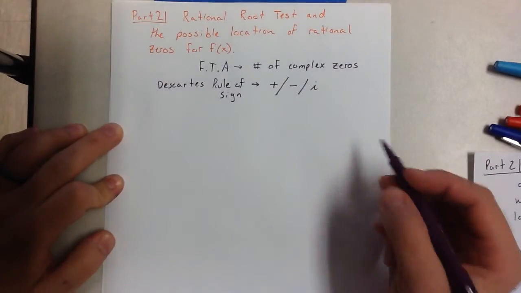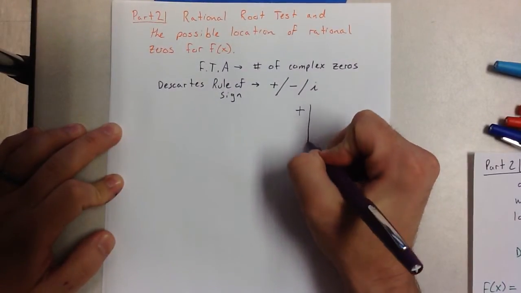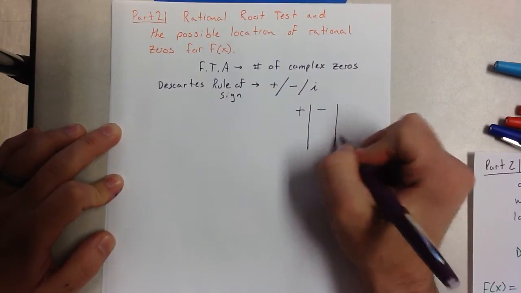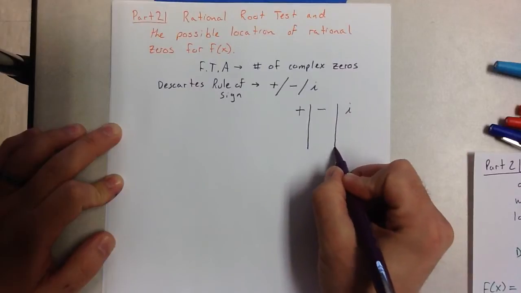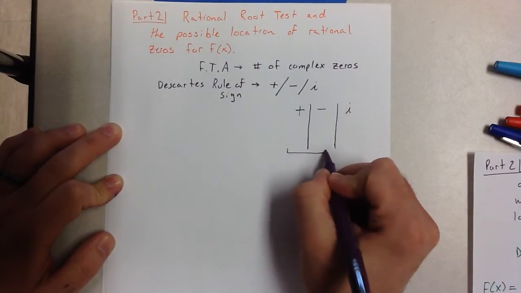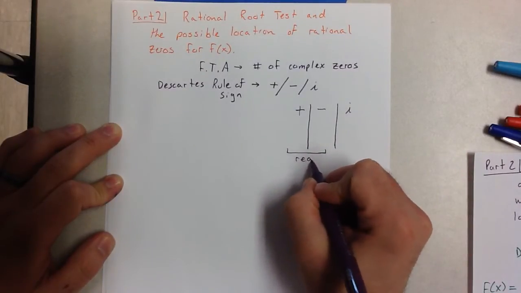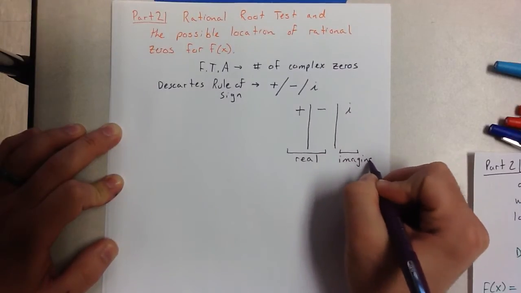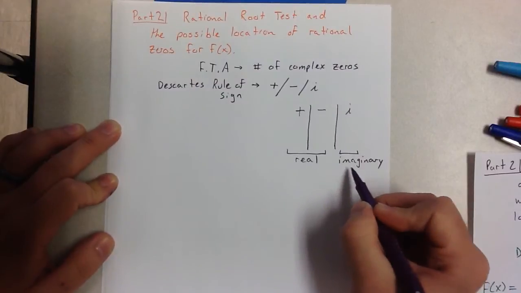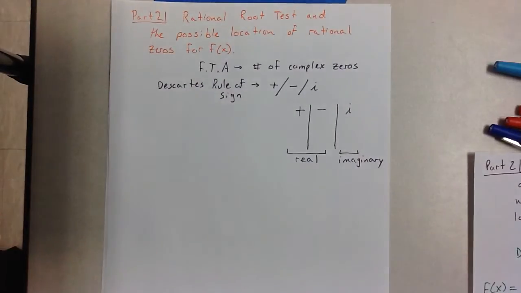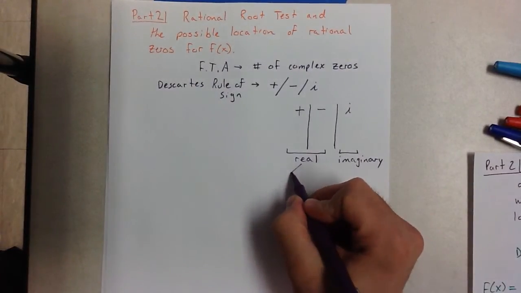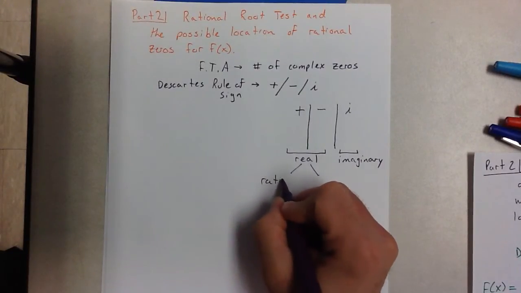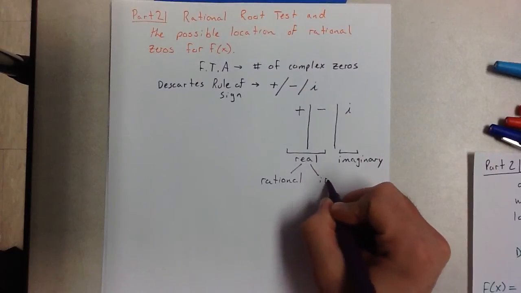When we use Descartes' rule of signs, it told us we have so many combinations of positive, negative, and imaginary roots. We talked previously that a complex number is either real or imaginary. So imaginary roots we're going to save for another day, but real roots, we can even separate that further into rational and irrational.